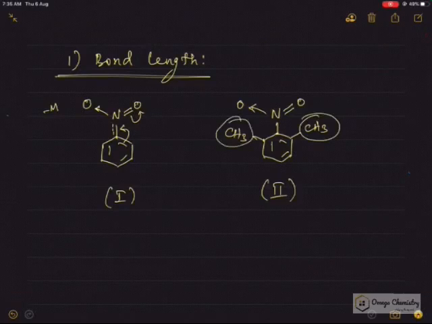I have bulky groups attached at the ortho position, so this NO2 group will go out of position. The carbon-nitrogen bond will be tilted to a certain angle, so the nitro group will go out of plane. It won't be coplanar with the benzene ring, which makes the resonance not possible. So the carbon-nitrogen bond in compound 2 will be a pure single bond. We know that a partial double bond will be shorter than a carbon-nitrogen single bond, so the bond length in 2 is greater than in 1.